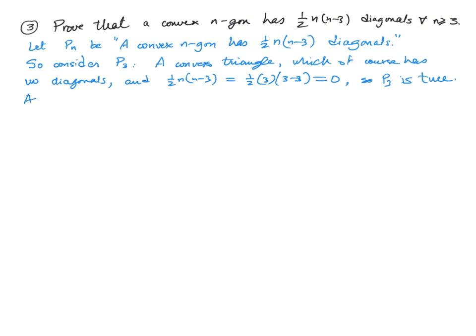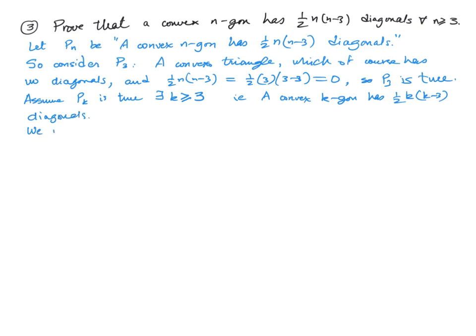So now we assume that P sub k is true for some k in Z plus. That was a minor error. Here is a correction. It should say for some k greater than or equal to 3, because that's the way the domain of this problem was defined. I.e., a convex k-gon has 1/2 k times k minus 3 diagonals.